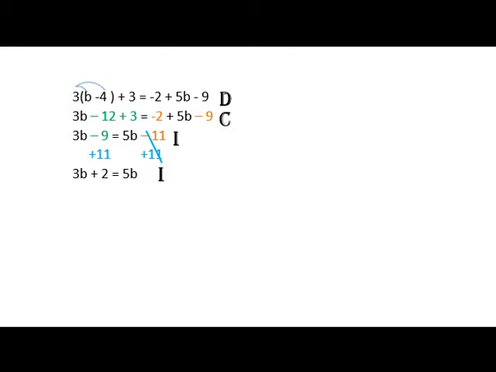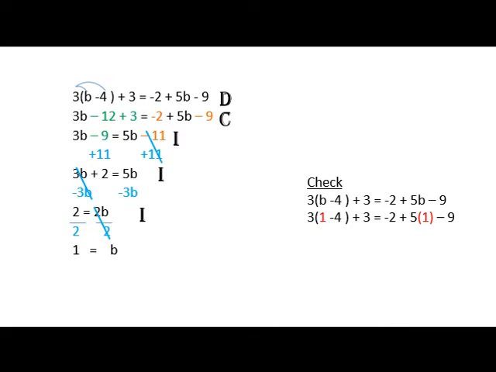Now I'm going to move my variable. Using, again, inverse operations, I'm going to subtract 3b from both sides of the equation. Again, I'm choosing to move the 3b because 3 is smaller than 5. This always helps to keep the coefficient positive. So the 3b's are gone on the left side of the equation, and I'm left with 2 equals 2b. Following with our inverse operations and dividing both sides by 2, the 2 gets removed on the right, giving us the answer b equals 1.